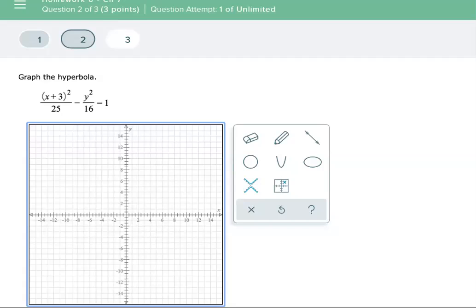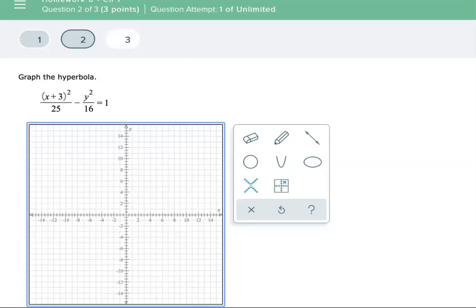We also see that 25 is larger than 16, so I know that my hyperbola is going to open on an axis parallel to the x-axis, since the larger value is underneath the x expression. We also see that 25 is 5 squared, so that's the distance we're going to go in the x direction, and 16 is 4 squared, and that's the distance we're going to go in the y direction.